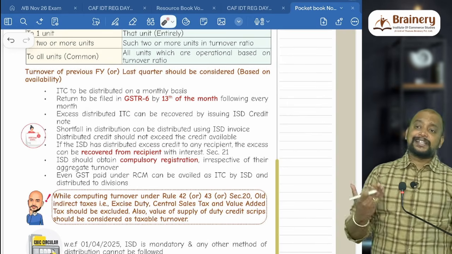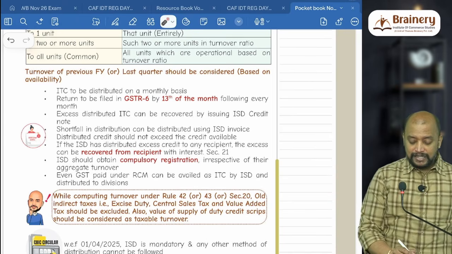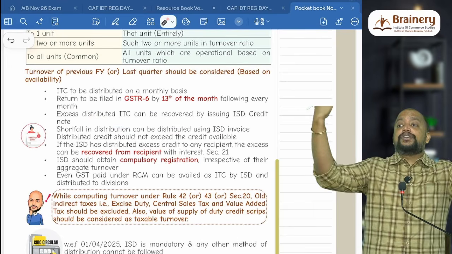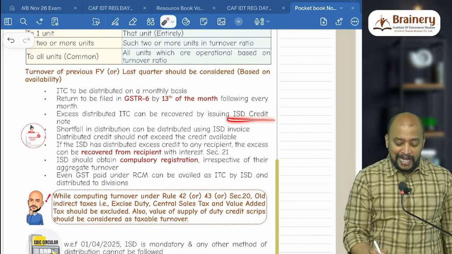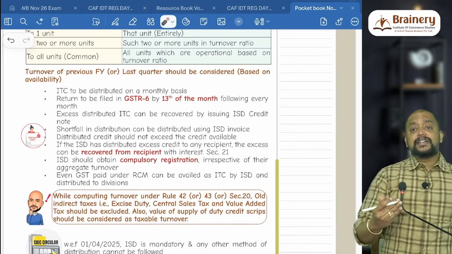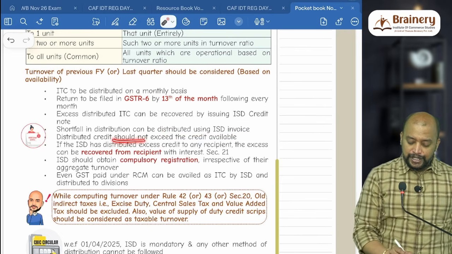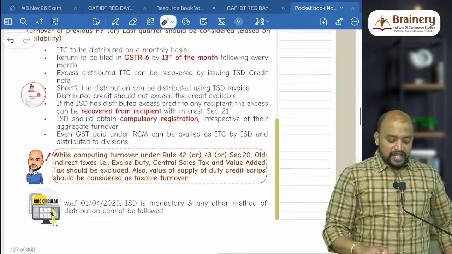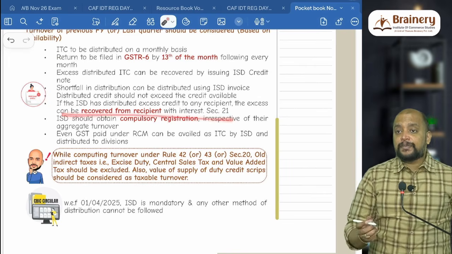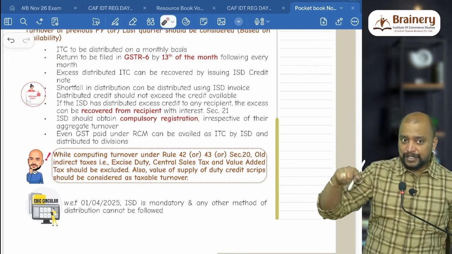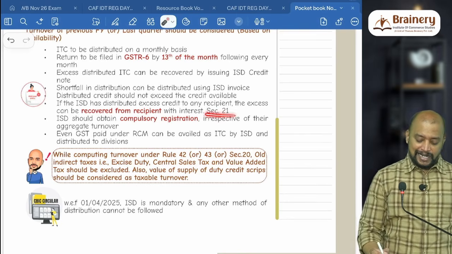Suppose they have excess ITC availed, can excess ITC be distributed beyond what was availed? No. Suppose they distribute anything in excess to any division, it will be recovered by them itself by issuing an ISD credit note. Suppose there is any shortfall, then that can be distributed using an ISD invoice. Distributed credit should not exceed the credit available. If ISD has distributed in excess, the excess can be recovered from the recipient. If they are not adjusting through an ISD credit note, it will be recovered from the division or recipient with interest, that is section 21.